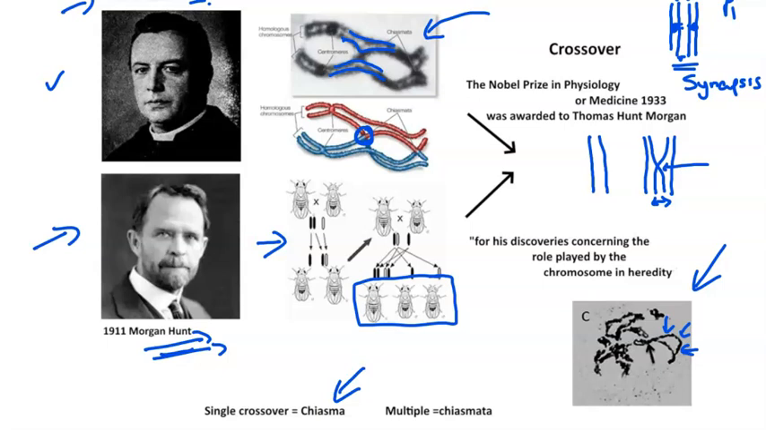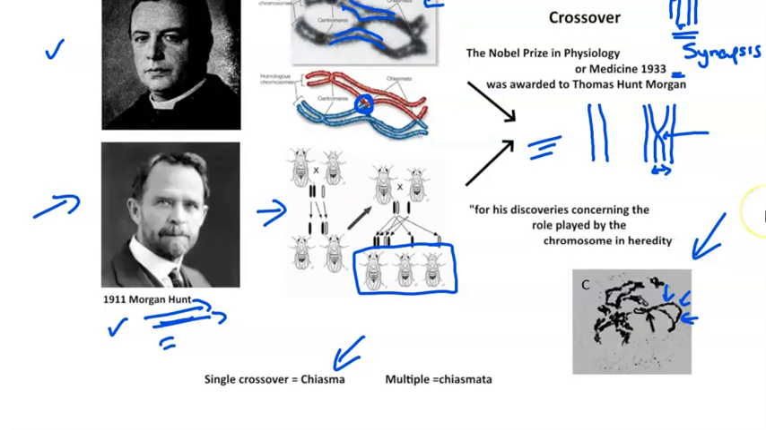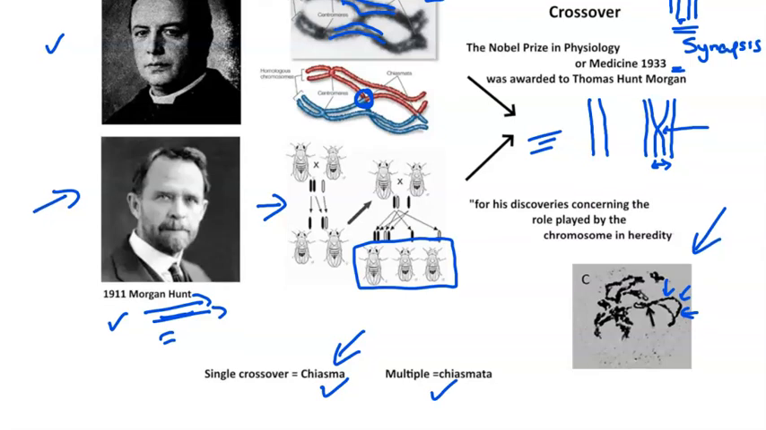Morgan was eventually awarded the Nobel Prize in Physiology and Medicine in 1933. It wasn't appreciated in 1911, but this points out where a huge amount of the genetic variation in a population has its origins: in the process of chiasma. Multiple chiasma are called chiasmata.